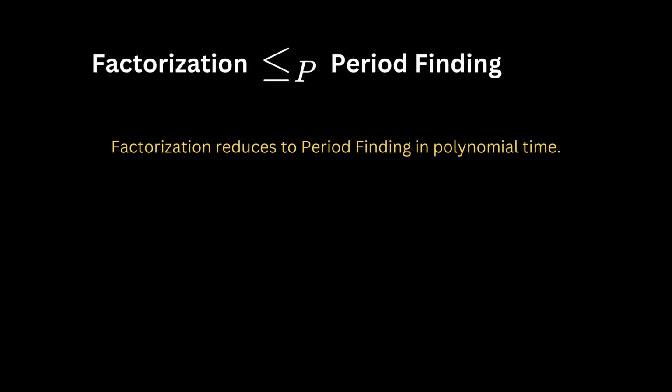But what does harder mean in this context? Can we measure the hardness of these problems? If we can transform an instance of factorization into an instance of period finding, then we can say that period finding is harder. It means that if we can solve period finding efficiently, then we can solve the factorization efficiently.